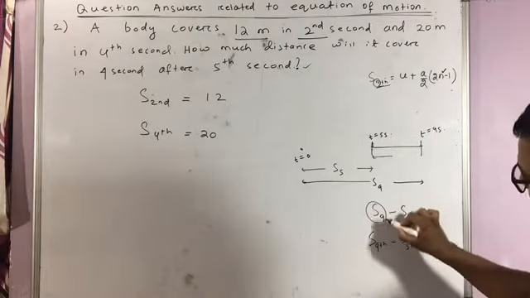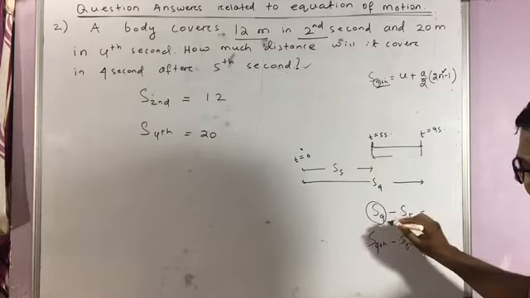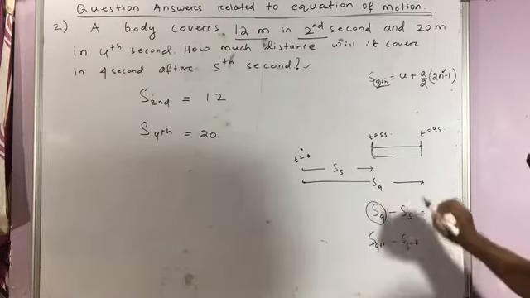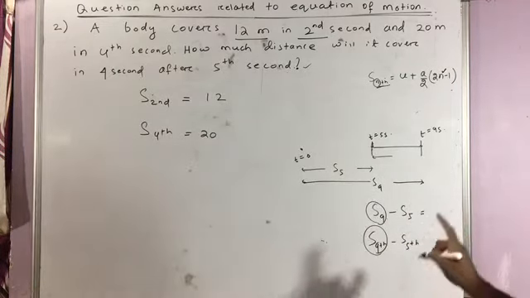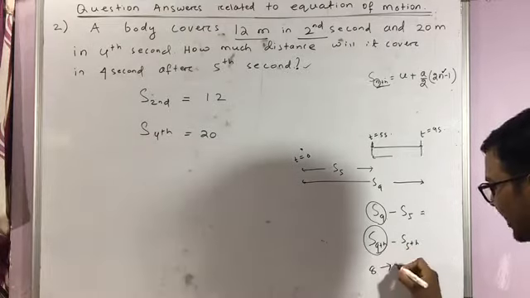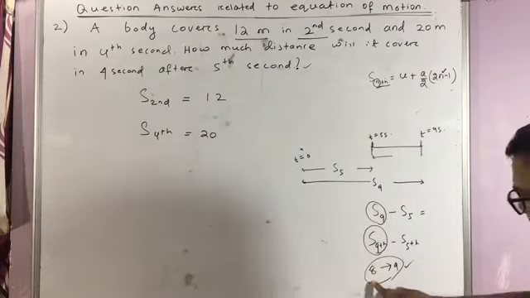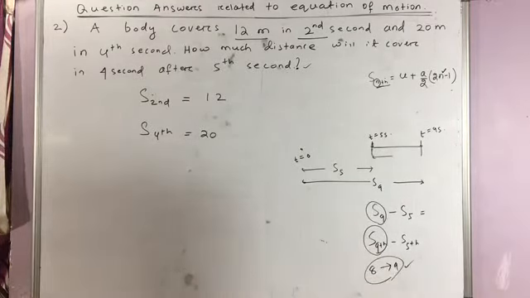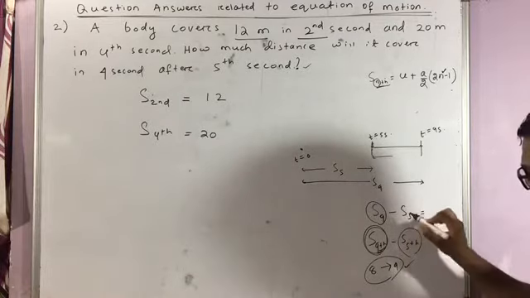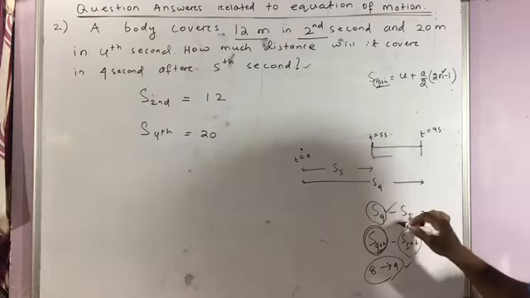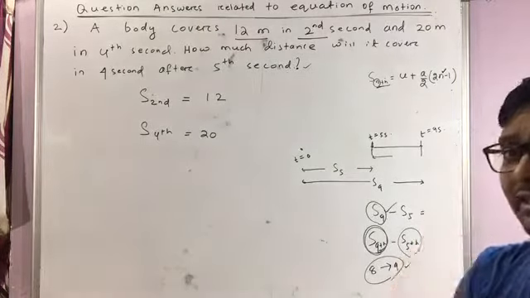S9, this symbol stands for the distance covered by the body in 9 seconds, means from here to here. S9th means it is the distance covered by the body between 8 and 9 seconds, means only in 1 second, but that 1 second is in between the 8th second and the 9th second. Got? So it is your S nth and it is your simply S distance. S nth is what? It is the distance covered by a body in the nth second.